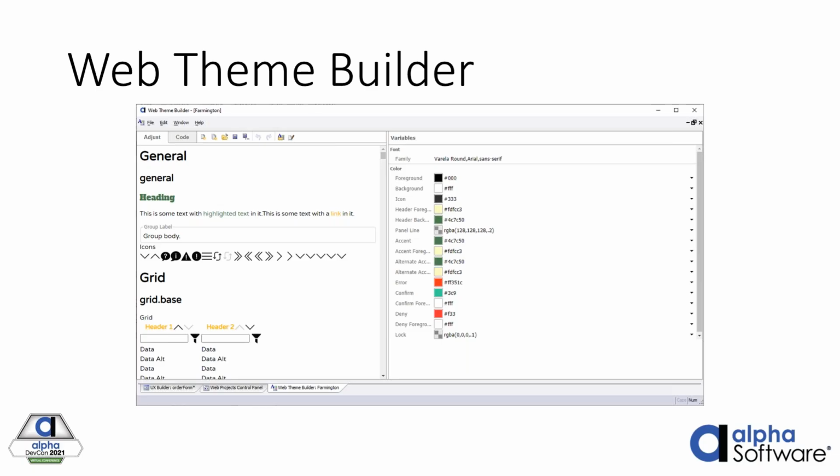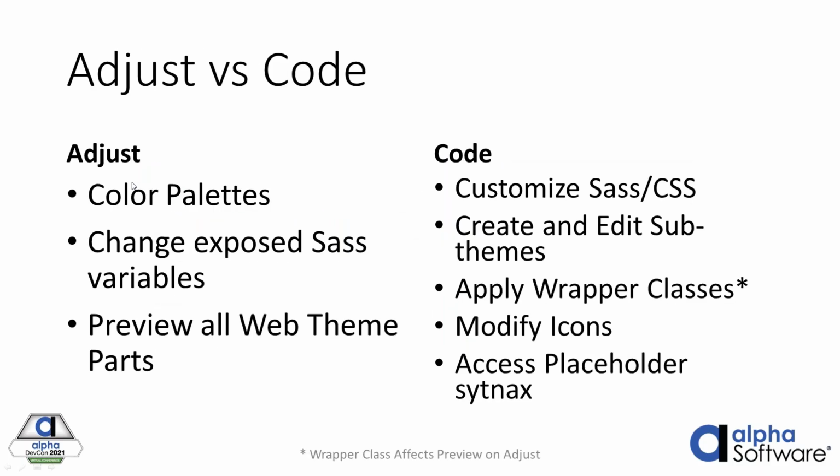So this is a picture of the web theme builder. And it's got two tabs in it. One's adjust and one's code. And these two tabs have very different purposes. Adjust is where you can go in and edit some of the exposed Sass variables, which I'll explain later about what that is, and we'll take a look at one. You can access your color palettes from there, and you can see a preview of the entire web theme and all the parts that are in it.